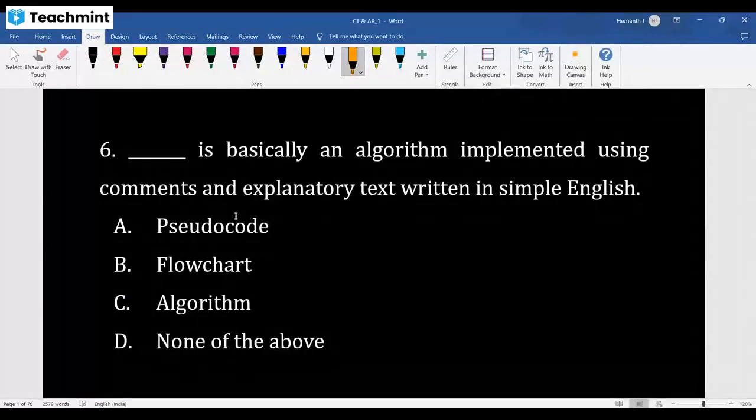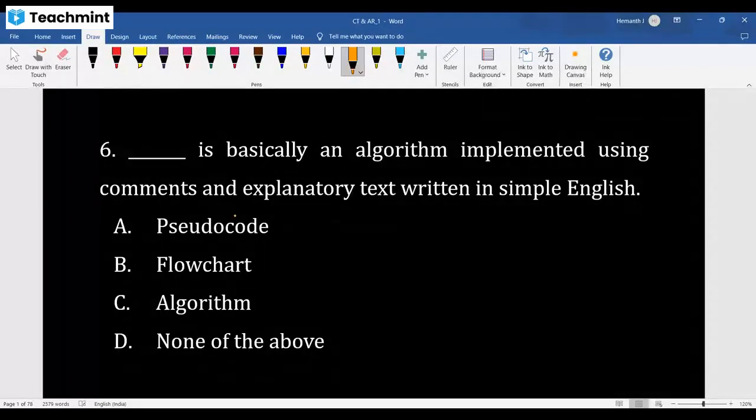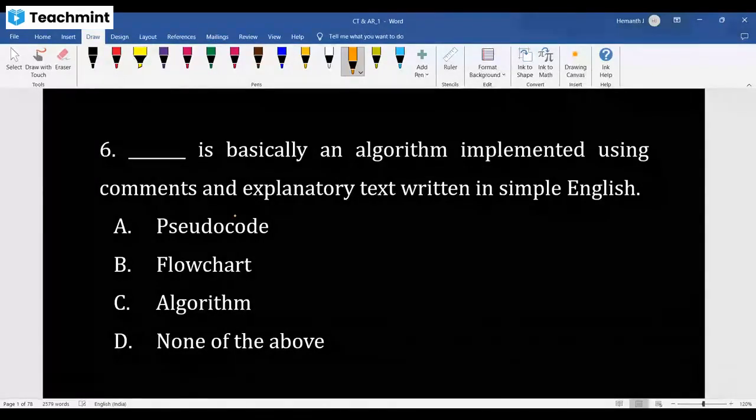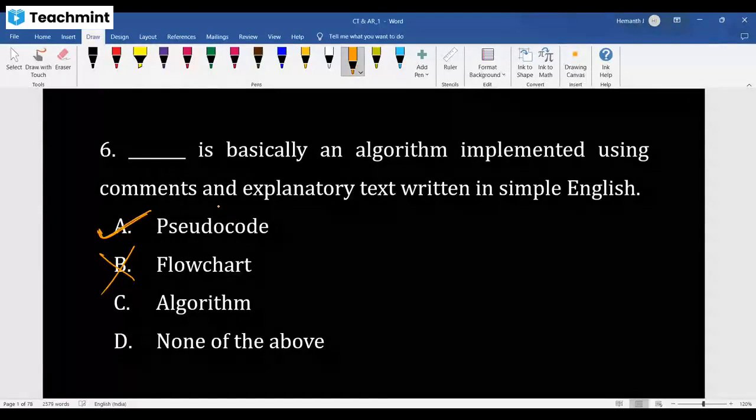It is basically an algorithm implemented using comments and explanatory text written in simple English. It's not flowchart. Flowchart is not okay. The mentioned explanatory text is not that. This is regarding the diagram, right? So a flowchart is a visual representation, right? It's not correct. Pseudocode, very good. Pseudocode is basically an algorithm implemented using comments and explanatory text written in simple English.